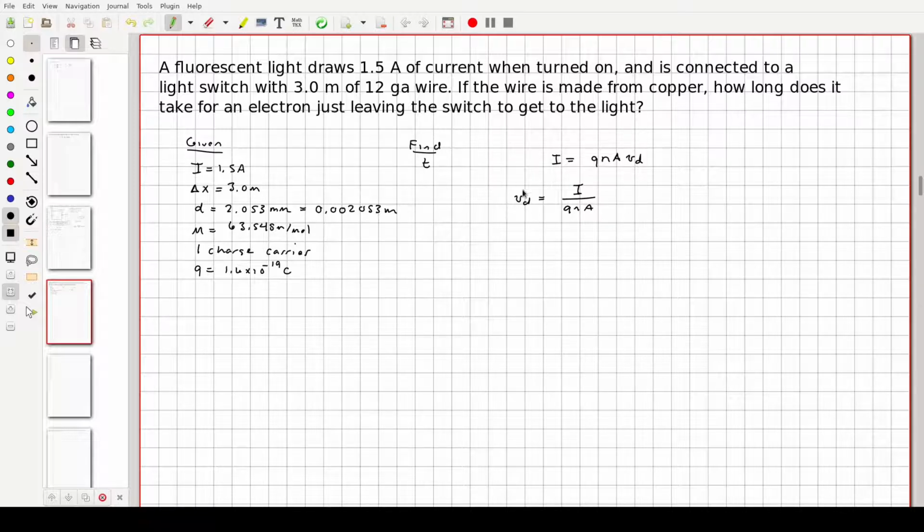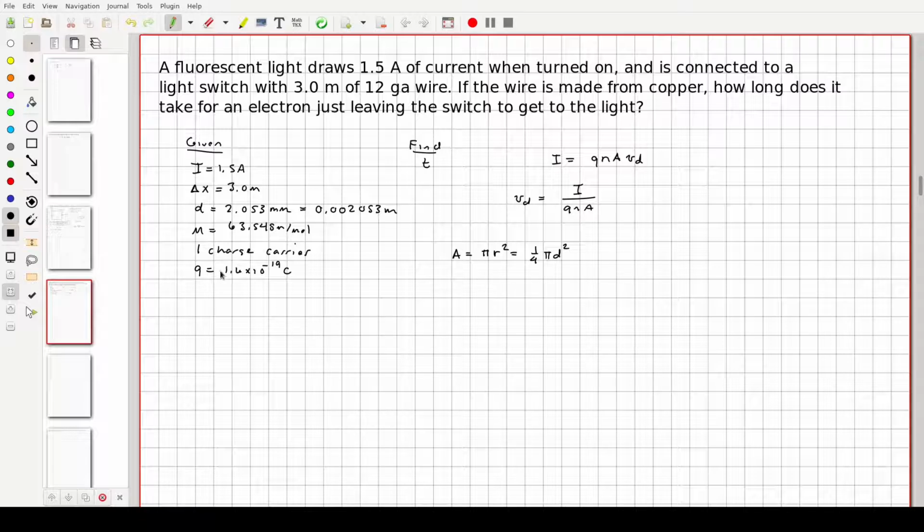Now, how do we find these things? Well, A is the cross-sectional area of your wire, and we have the diameter. We know the area of a circle, because it's circular from a cross-sectional standpoint, is pi times r squared. Or if you put in the fact that the radius is 1/2 the diameter, it would be 1/4 pi times the diameter squared. So this is our area.